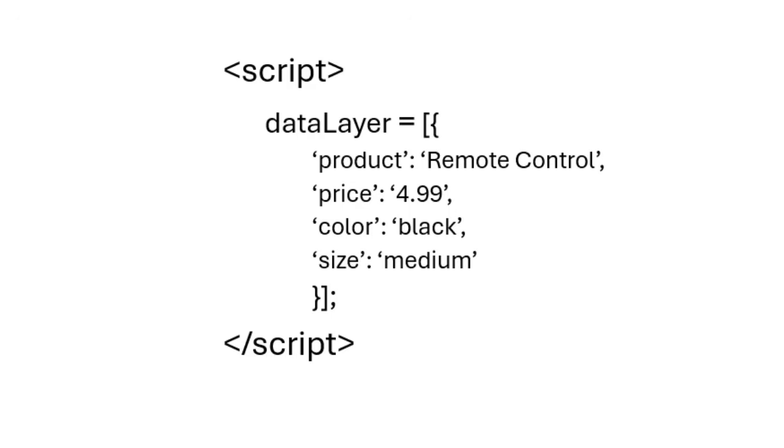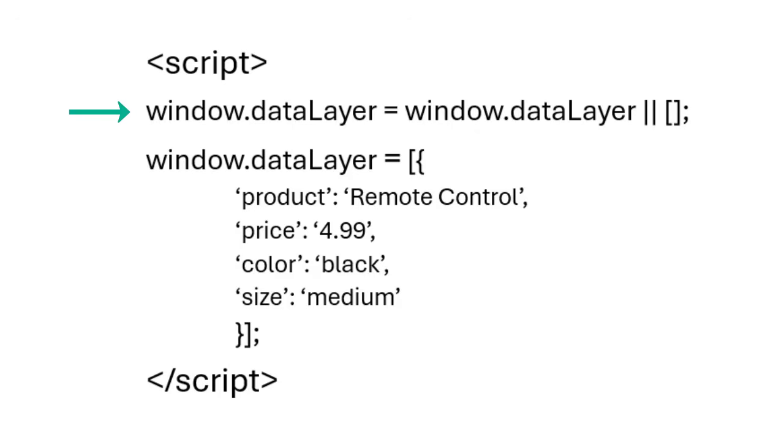In order to ensure that this variable is available to any code on your page, it's recommended to use a global variable called window.dataLayer. In addition to using window.dataLayer, you or your developers, whoever is coding the data layer, should also include a line that makes sure that any existing data layer values are not overwritten by the new data layer. And that line is shown on your screen.